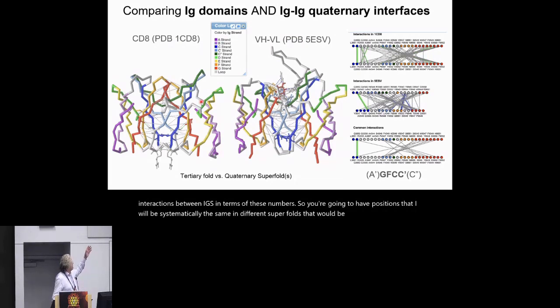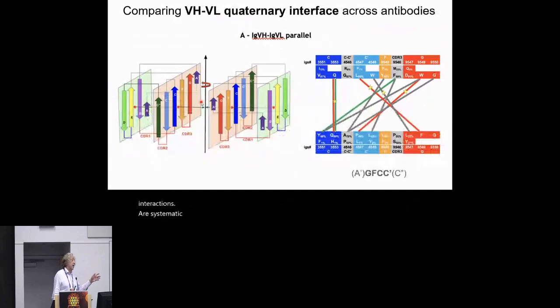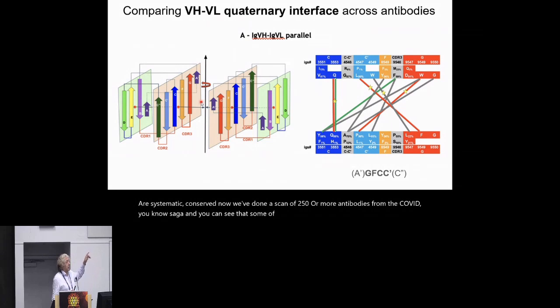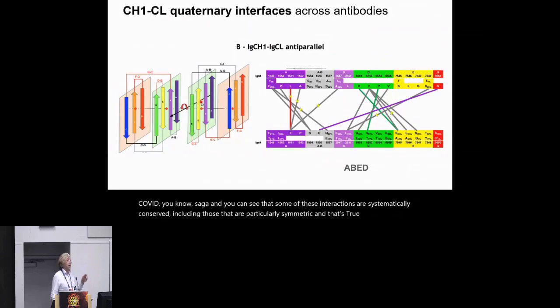So here you have CD8 dimer versus one antibody variable VH-VL domains, and you can see that some interactions are systematically conserved. Now, we've done a scan of 250 or more antibodies from the COVID saga, and you can see that some of these interactions are systematically conserved, including those that are particularly symmetric. And that's true for the constant domain in the Fabs as well.